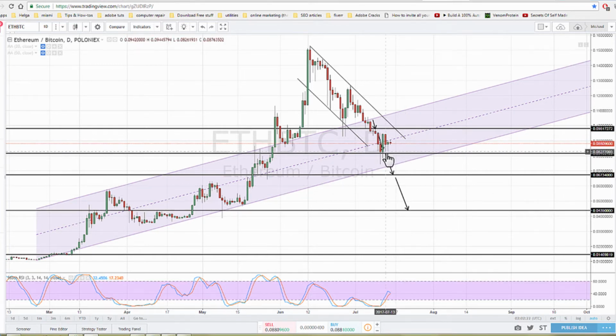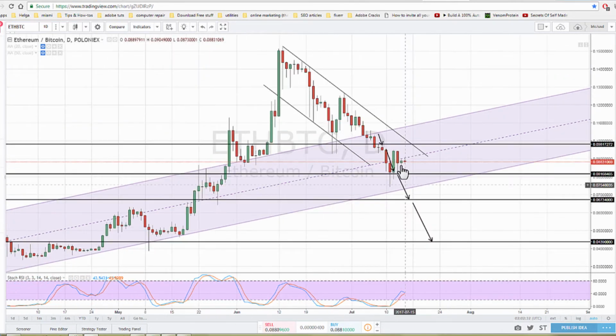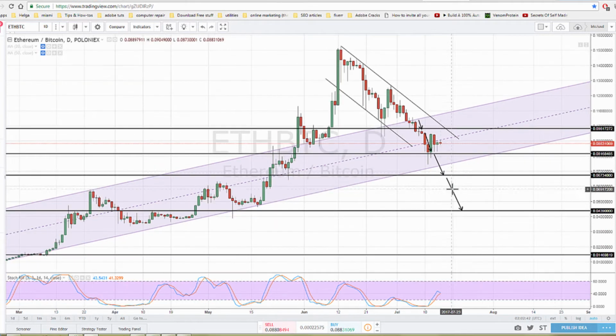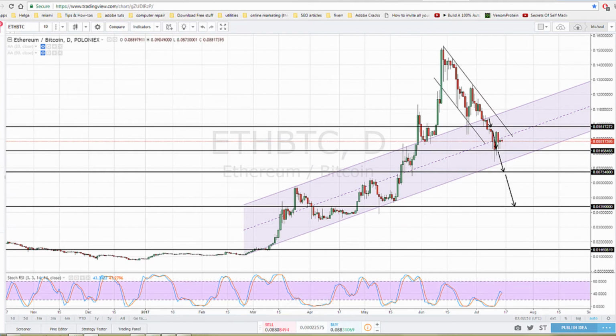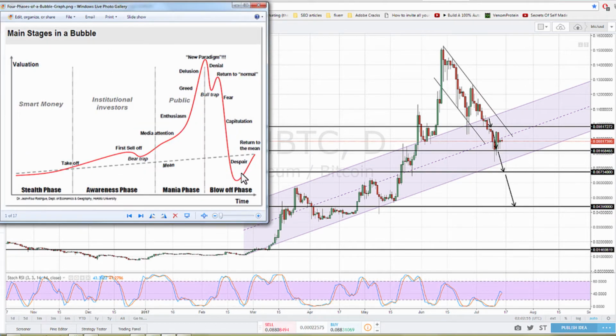I expect this eventually to break down this Fibonacci level where we are right now. It's been trying to break it a few times. It actually broke it, but it went up. It's trying to break it, so eventually I think it's gonna break it down to go to the next Fibonacci level, which is gonna be 0.067 Bitcoin, and then eventually go all the way down to complete the stages of the bubble.